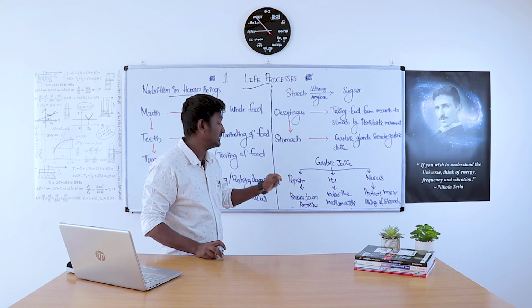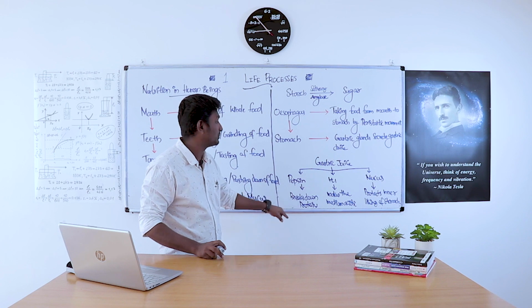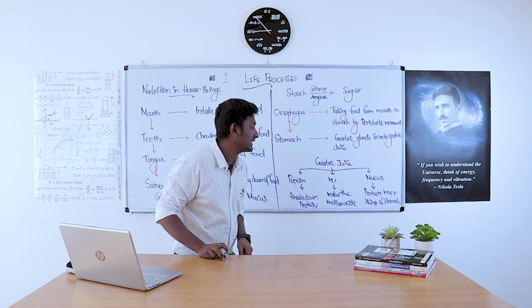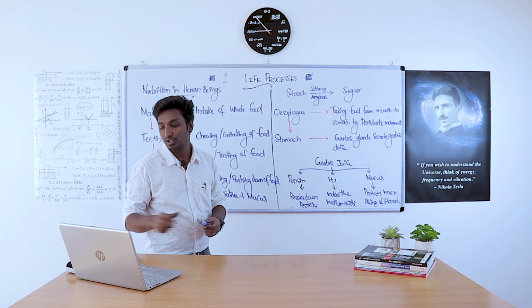Pepsin is an enzyme which helps in the breakdown of protein. HCl is an acid, it makes the medium acidic. Mucus protects the inner lining of the stomach.